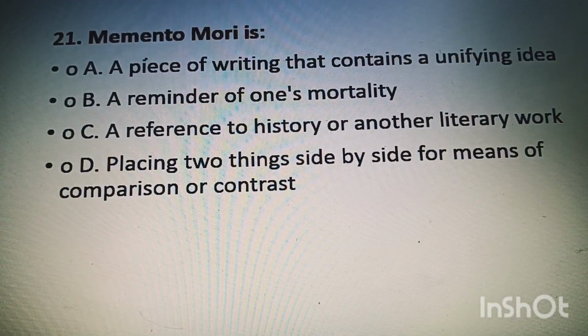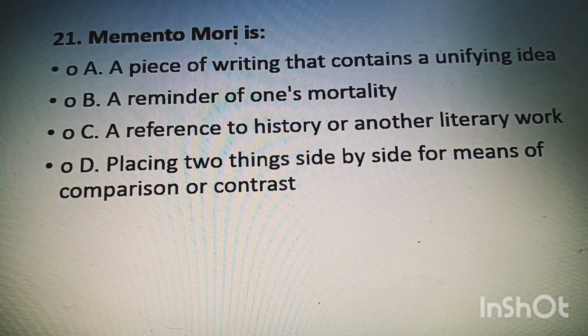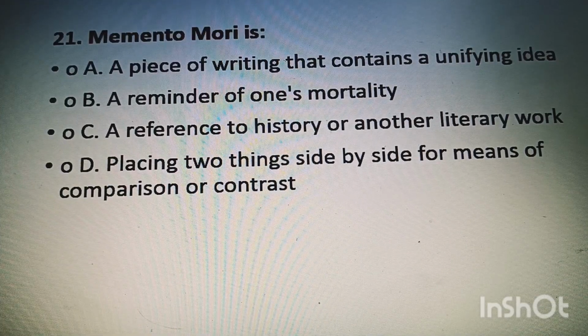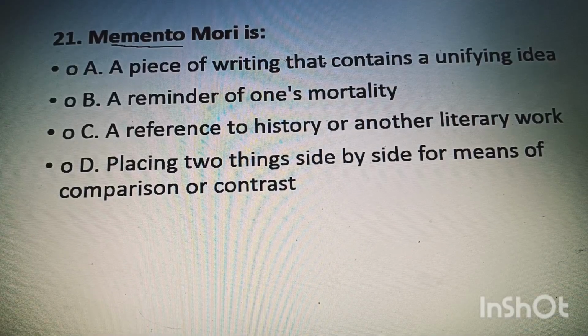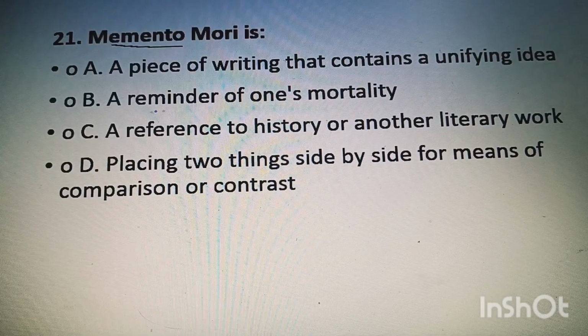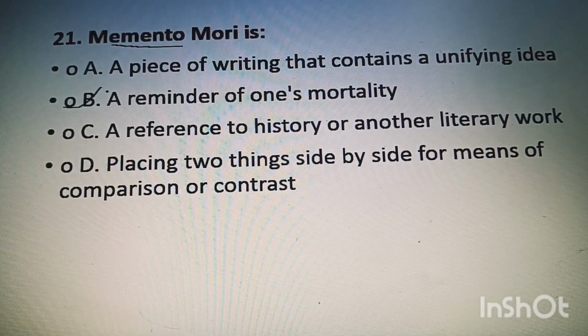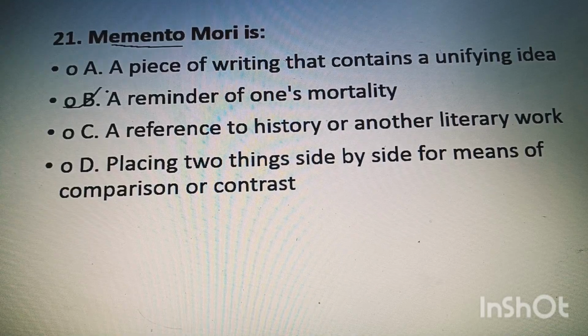Question number 21. Memento mori is, so what is it? See option B, a reminder of one's mortality. Memento mori, what is it? A reminder of one's mortality.